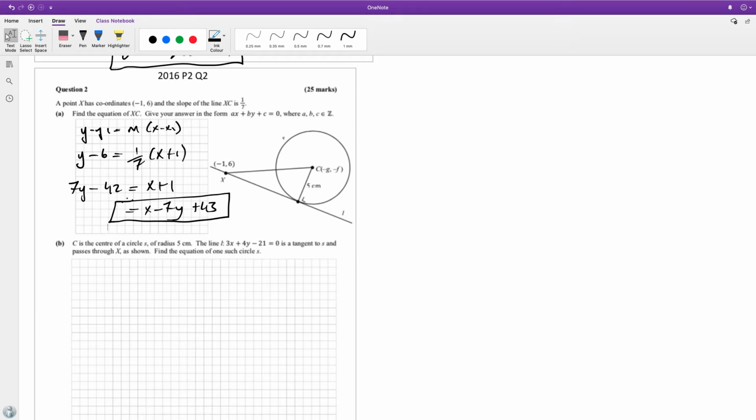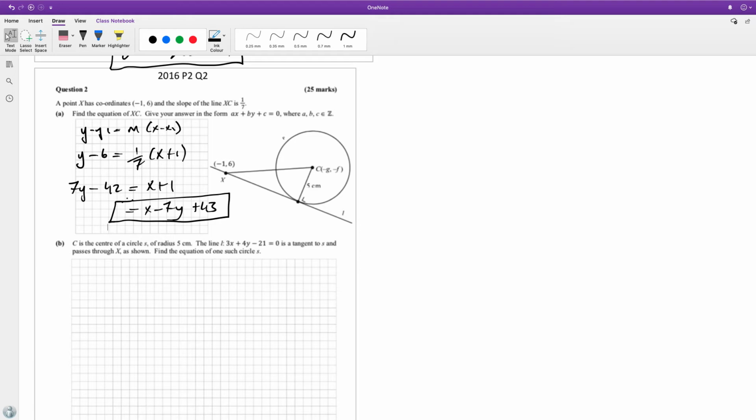Right, part B. C is the center of a circle S, radius 5 centimeters. The line L is 3x plus 4y minus 21 is equal to 0. It is a tangent to S and passes through X as shown. Find the equation of one such circle S. So, C is the center of circle S, radius 5 centimeters. So, we know the radius. The line L is 3x plus 4y minus 21, which is this line here, is a tangent to S and passes through X as shown.